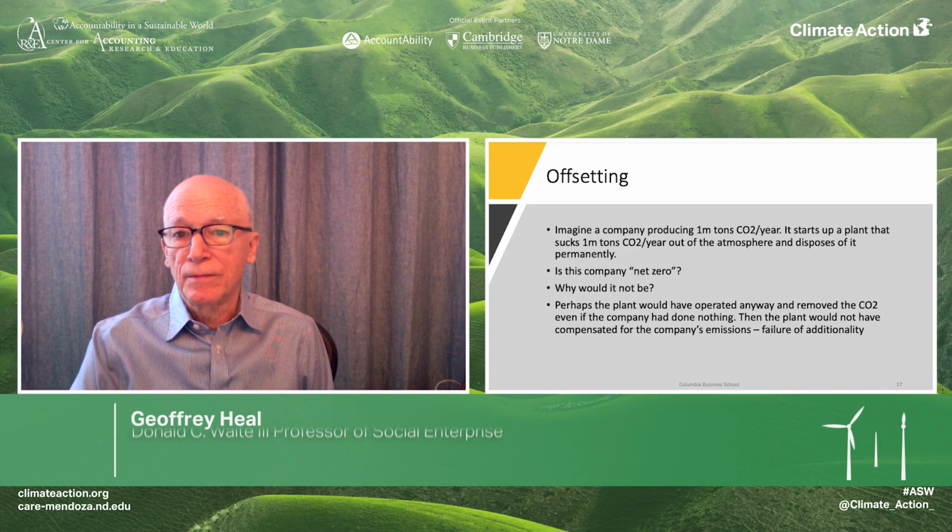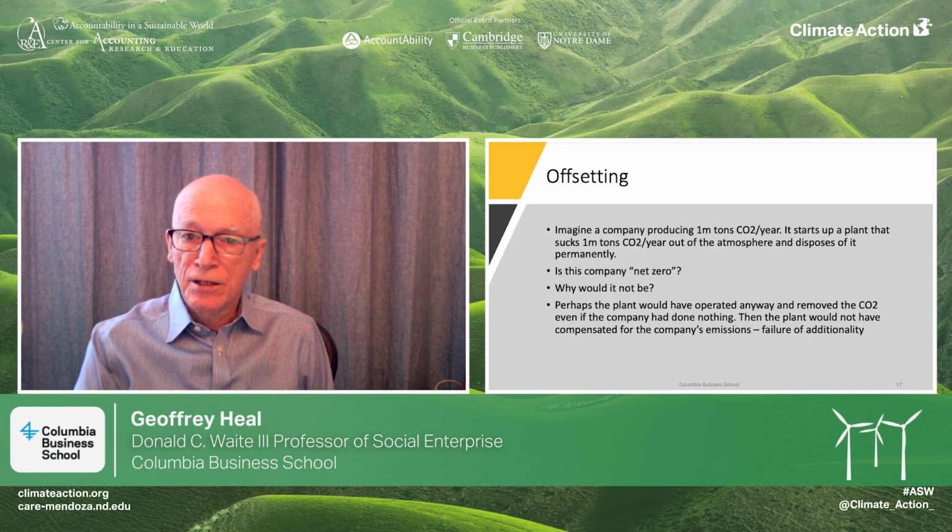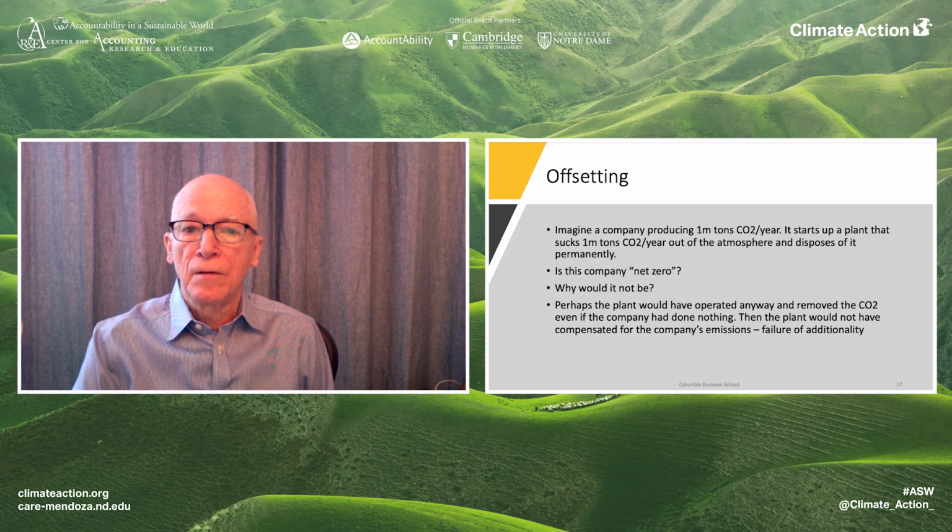It's producing 1 million tons of CO2 a year, and that goes into the atmosphere, and then it's taking 1 million tons of CO2 out of the atmosphere. So why could it not be net zero? Well, one possibility is that the plant that removes CO2 from the atmosphere would have operated anyway and removed the CO2 even if the company had done nothing. So in that case, the plant could not be said to be compensating for the company's emissions, a failure of what we call additionality in this context.